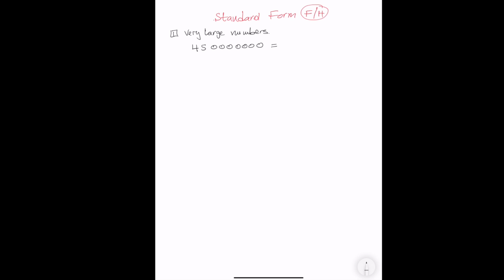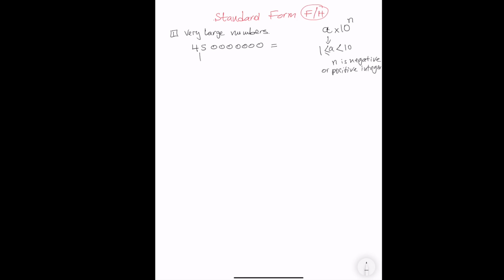So what we have to do is, standard form actually is A times 10 to the power of n, where A is a number that should be less than 10 but greater or equal than 1, and n is a negative or positive integer. Okay then? Right, so we have to make the number A between 1 and 10.